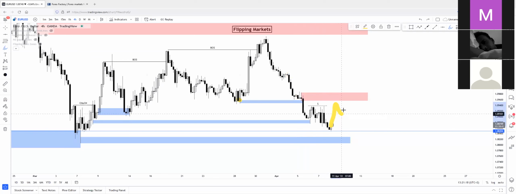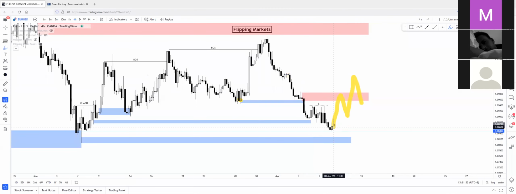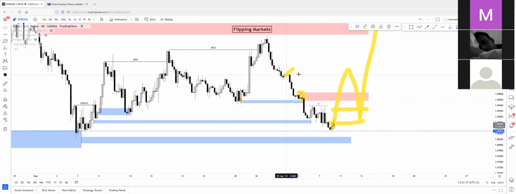If price can't reverse on this zone and breaks above this zone, this supply zone won't be able to reverse price. So if this decision zone breaks, price will tap this supply zone up here or even change the direction again to bullish. So two scenarios right here: price reverses on this supply zone or it changes direction to bullish again. So this supply zone won't be able to help us.